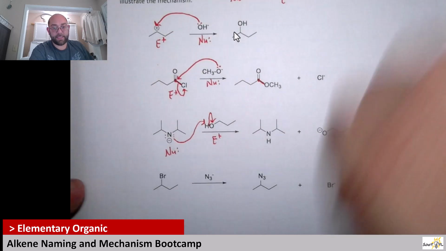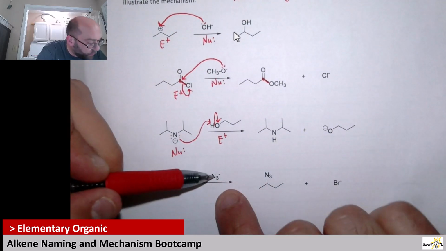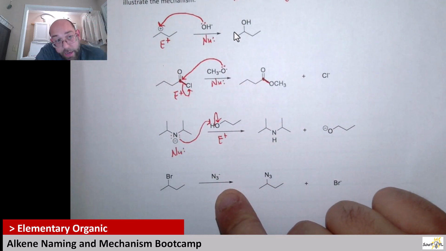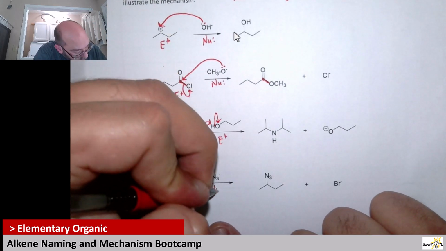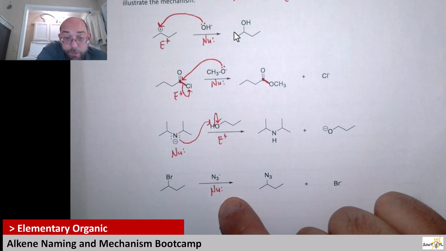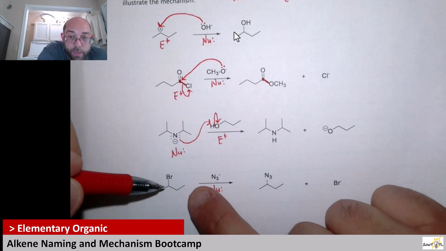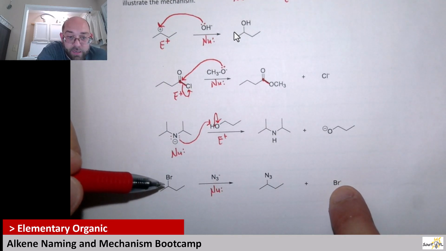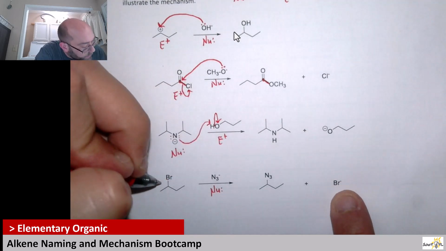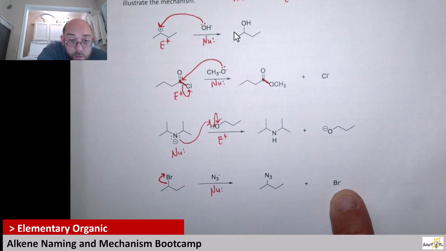All right, and then next up, what do we got here? It says we have an N3 that's a minus. Negative charge tends to mean it's a nucleophile. I'm just going to go out on a limb here and say it's the nucleophile because it has a negative charge. And then here we have an alkyl bromide. Well, we notice over here the bromine is by itself. It's no longer there. So what that makes me believe is that this bond broke, right?